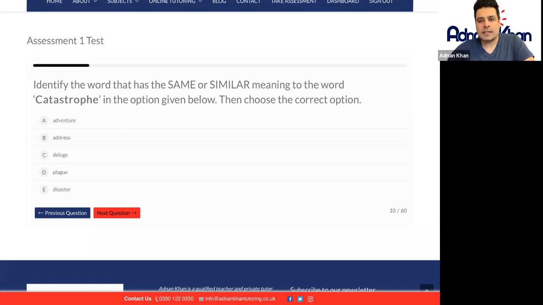So in this case, I would say that the answer is disaster, because if there's a catastrophe, it's likely that it's a disastrous situation. Okay, let's lock this answer in and go on to the next question.